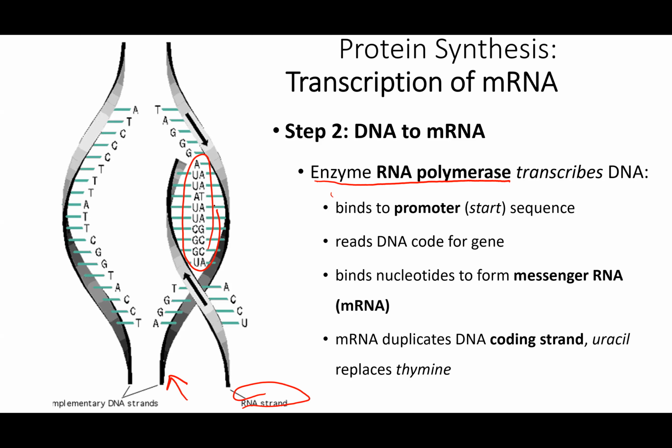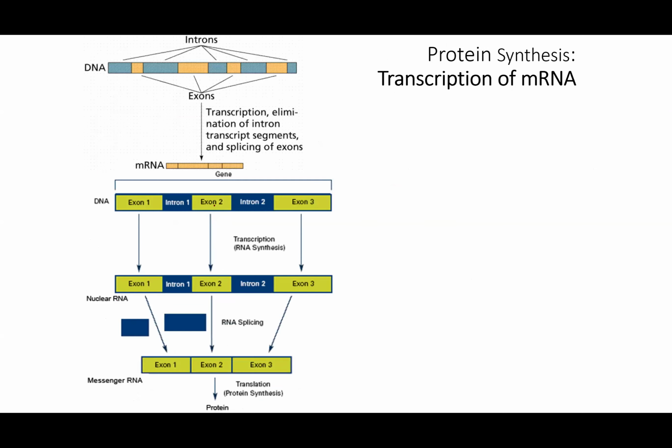mRNA duplicates that DNA coding strand, but remember, RNA does not have thymine. Instead of thymine, it's uracil. So on the mRNA strand, thymine is replaced by uracil. So that conversion takes place right there in the nucleus. Then you have processing of the mRNA, and this is still happening inside the nucleus.